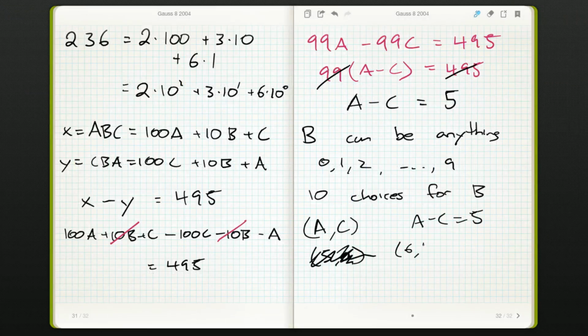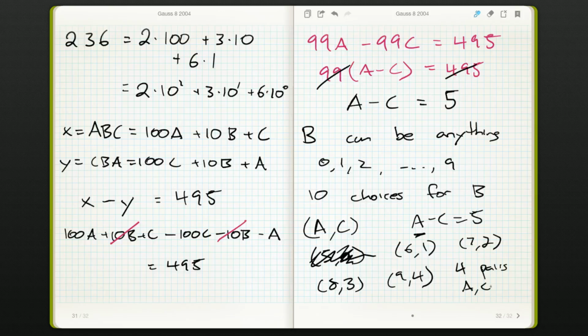We could have 6, 1. We could have 7, 2. 7 minus 2 is 5. 8, 3. 9, 4. And the next one we'd want would be 10, 5. But, of course, 10 is not a digit. A's got to be a single digit. So there's 4 pairs AC, 10 choices for B, and that's going to give us 40 in total.